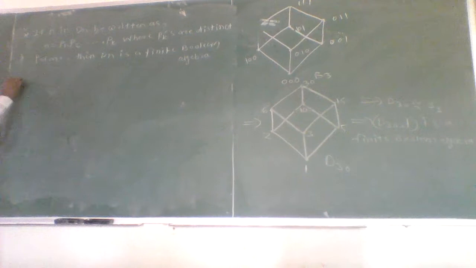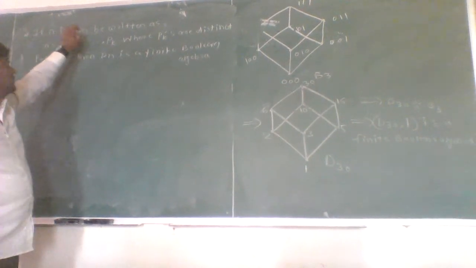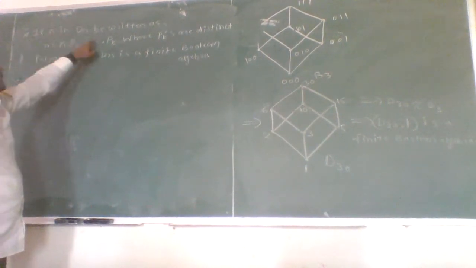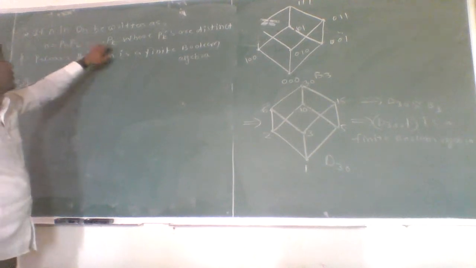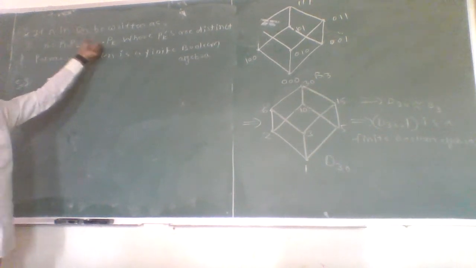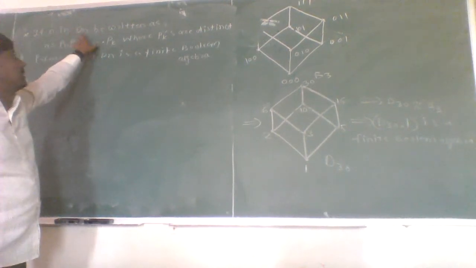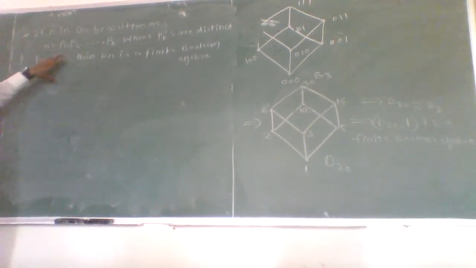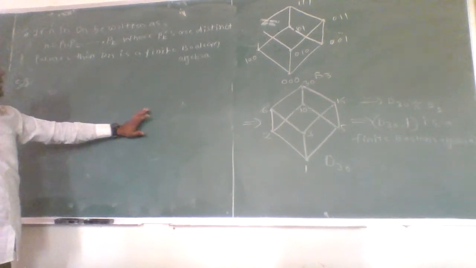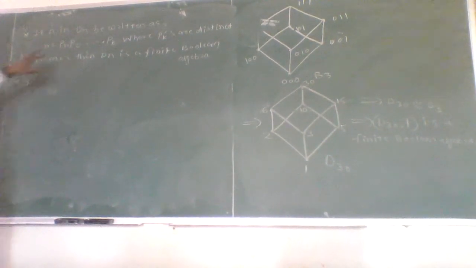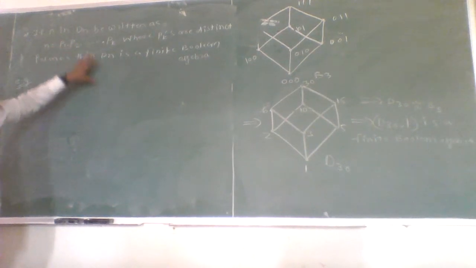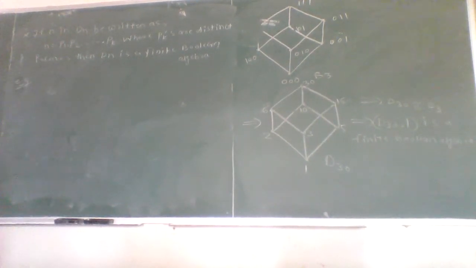Here we will see examples. This one is the result. If n in Dn can be written in this form, n equal to p1, p2 up to pk, the product of k distinct primes, then the corresponding Dn is a finite Boolean algebra. And if it cannot be written in this form, then the corresponding Dn is not a finite Boolean algebra.